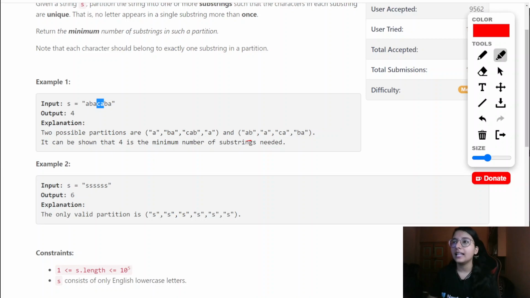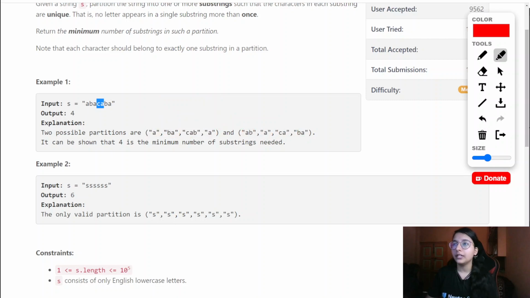Now you can see that as per the example, A is there, B is there, C, A, B and A is there, right? So A is repeating, but these are separate substrings. Then you can see AB is there, A is there, CA is there and B is there. Each substring here is unique, nothing is repeating, although there is AB and then BA, still all of these are considered unique. Even if there is a repetition, like A being repeated here, these are separate substrings, so that's why they are being counted.